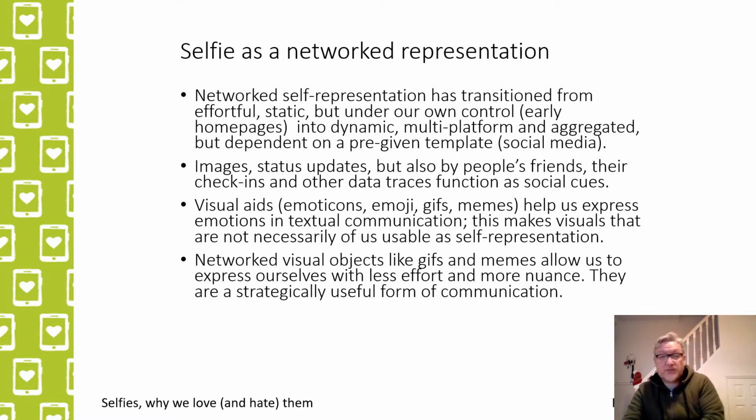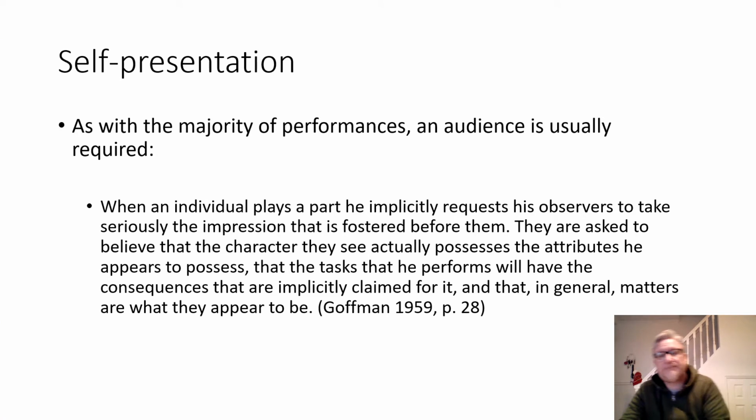Visual aids help us express emotions in textual communication. This makes visuals that are not necessarily of us usable as a part of self-representation. Networked visual objects like GIFs and memes allow us to express ourselves with less effort and more nuance. They're strategically useful forms of communication. What Kat is getting at here is that all forms of visual communication are now very important in the construction and presentation of the self and the understanding of self-identity in others, so how others construct identities of us. All of these visual forms of communication are very important in doing so.